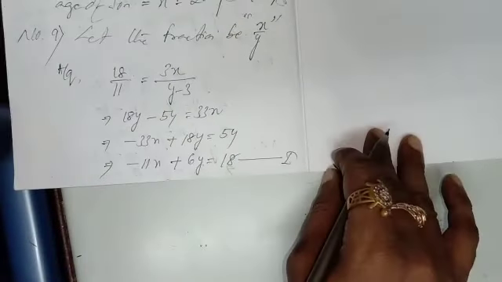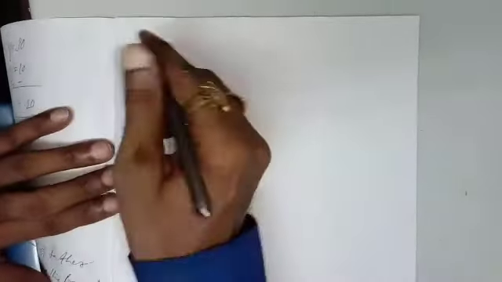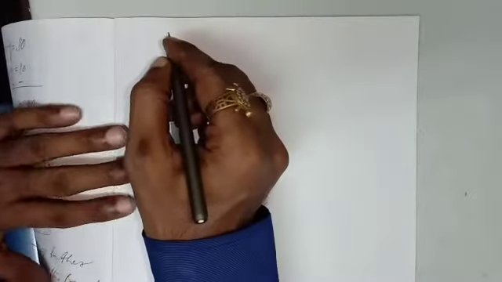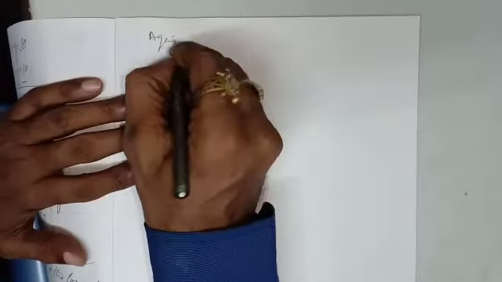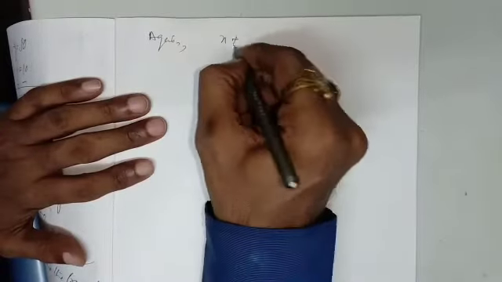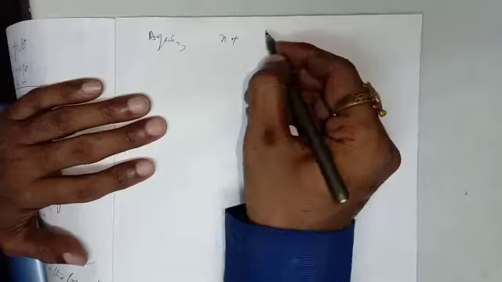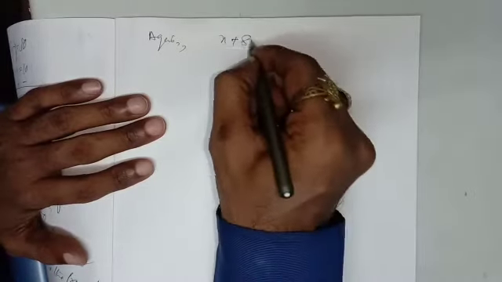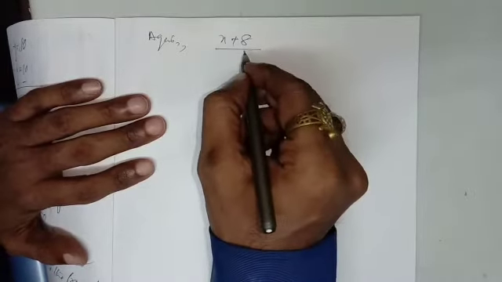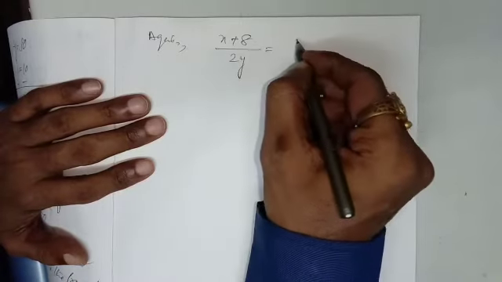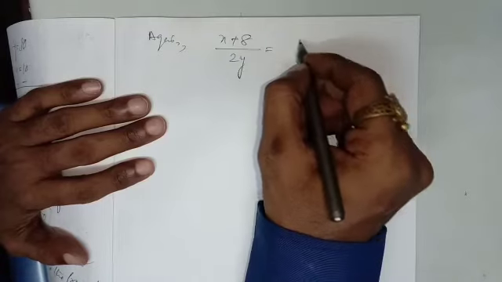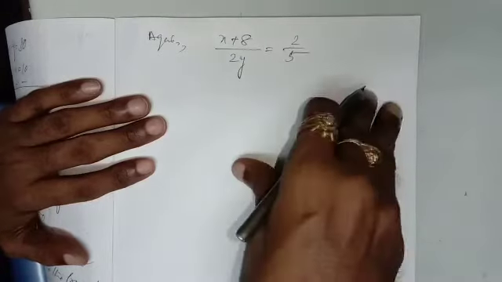Okay, let us go. The second equation, as per the condition given: if however the numerator is increased by 8, that means x plus 8, and the denominator is doubled, that means 2y, the fraction becomes 2 by 5.